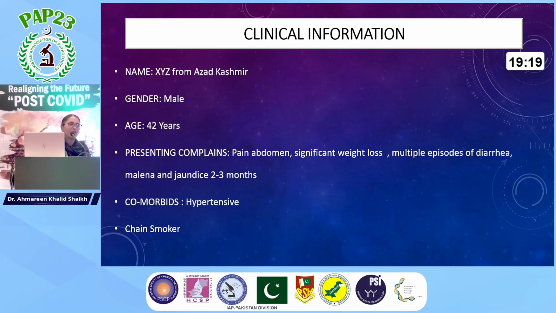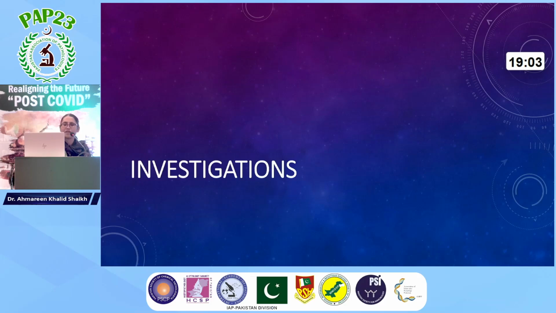At that time, along with melena, he was also having pain in the abdomen. He also developed fever and multiple episodes of diarrhea. He was also hypertensive and jaundiced when he presented in the emergency. The investigations ordered at that time, all the baseline investigations, were within normal limits, except that he was anemic and showing biochemical evidence of obstructive jaundice.